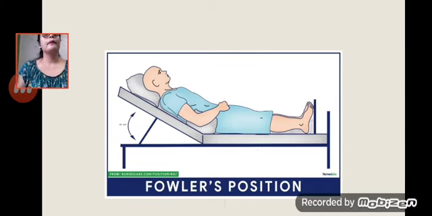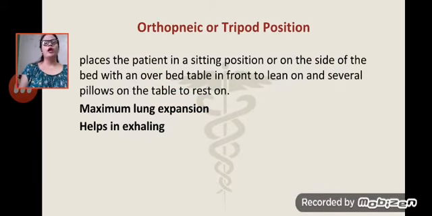Okay? Then, what else? We have also the orthopneic or the tripod position, wherein we place the patient in a sitting position or on the side of the bed with an overbed table in front of him to lean on and several pillows on the table to rest on. And the same thing with the Fowler's position, this will help in the maximum lung expansion of the patient, and this will help also in the exhaling.